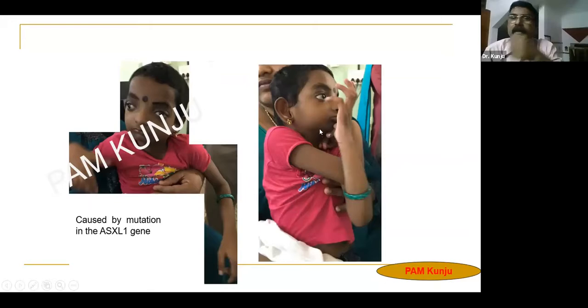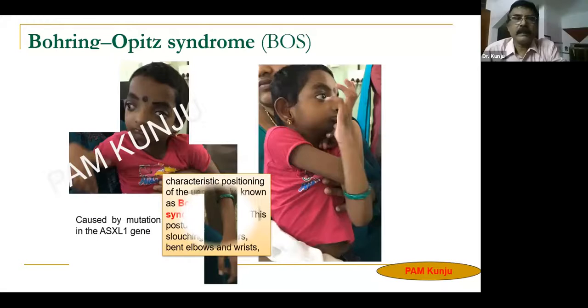Okay, you can see that there is an abnormal posture. And this posture, I didn't know that it was described as Bowing Opitt's posture. So it is the characteristic positioning of the upper body known as Bowing Opitt's posture. This posture consists of slouching shoulders, bent elbows and wrist. So this sort of a twisting.